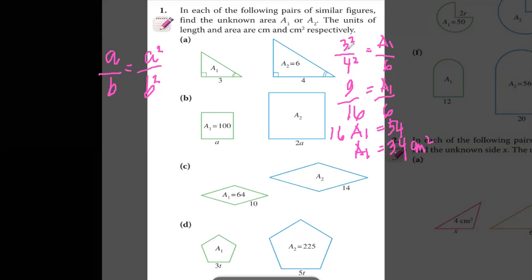Because the sides are 3 and 4, if we want to know the ratio of area, you square the sides, like the conclusion before. So 9/16 equals the first area over 6, the second area. Then you'll find the first triangle's area. Copy first.